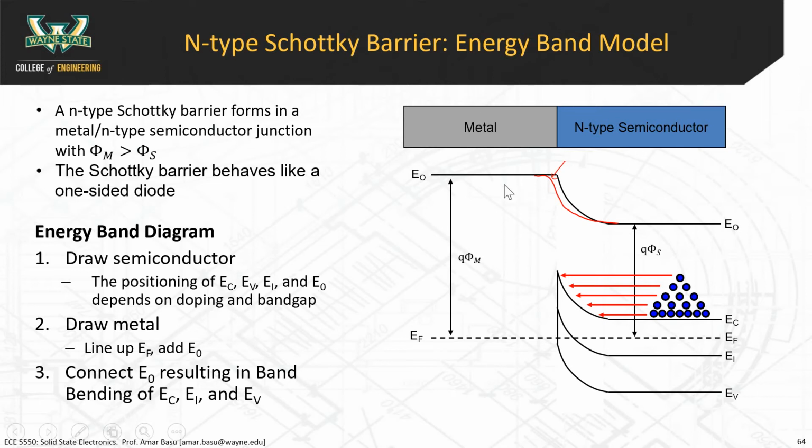In the PN junction, you have a curvature here and a curvature here. Here you have an abrupt one. And the depletion region just happened in the N-type semiconductor, nothing happened in the metal. That's right. You have a depletion region on both sides of the junction in a PN junction. Here, you only have a depletion region on one side, which is why the diagram looks like this.